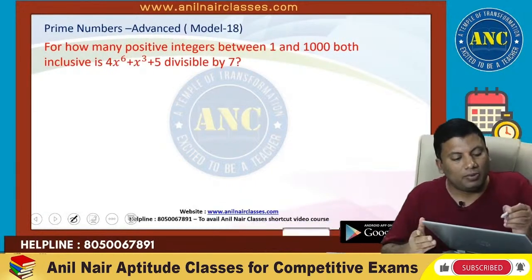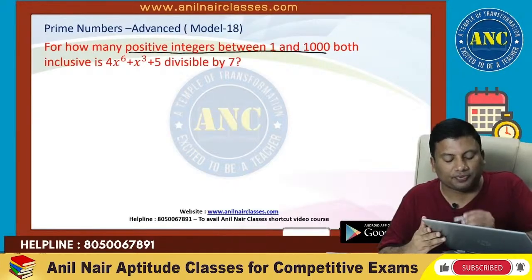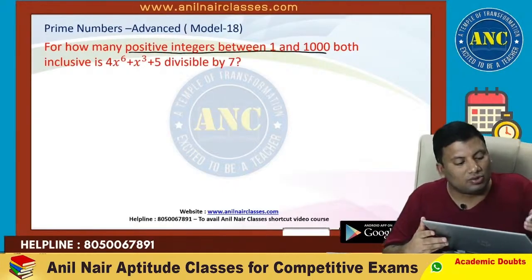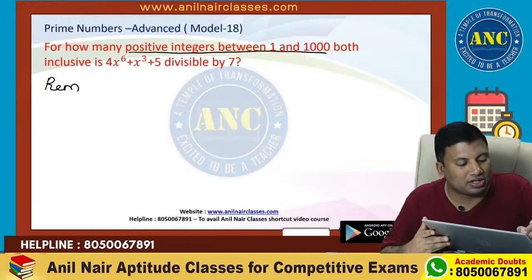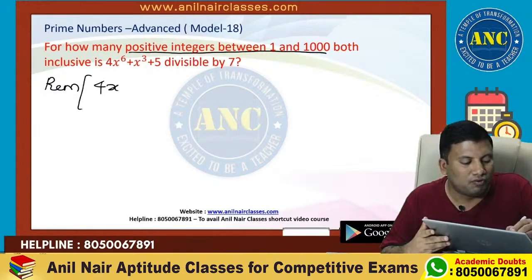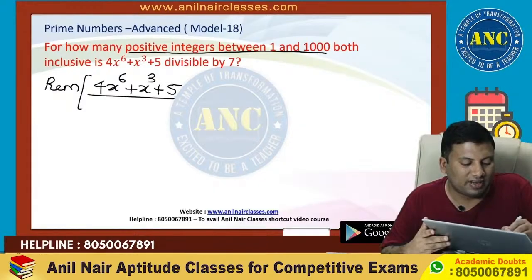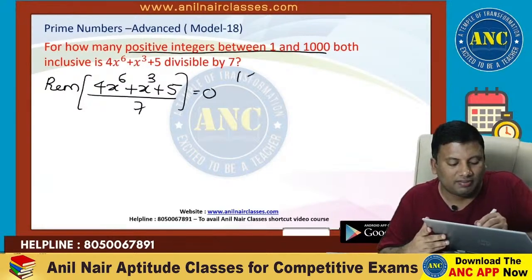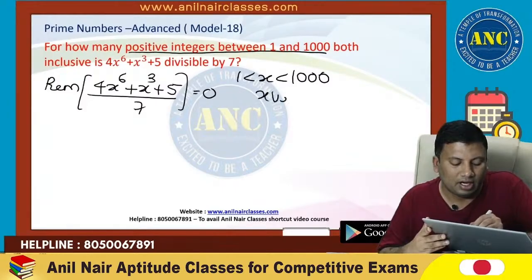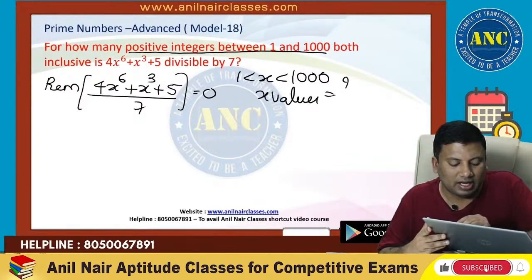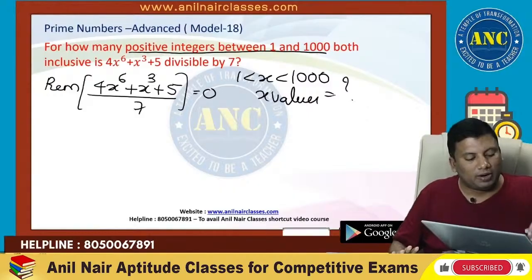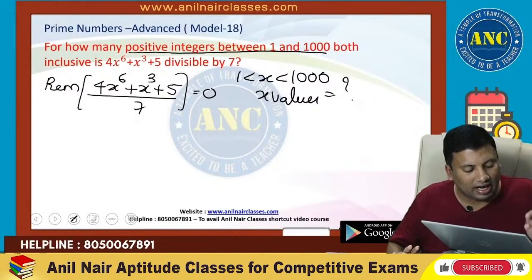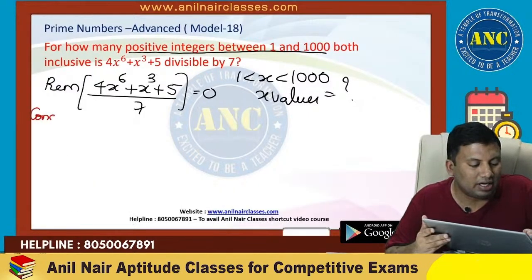For how many positive integers between 1 and 1000 is this polynomial expression, 4x power 6 plus x cube plus 5, divisible by 7? For how many values from 1 to 1000 is this expression divisible by 7? It seems like a very complex question, but we will go very slowly and understand the concept in detail.